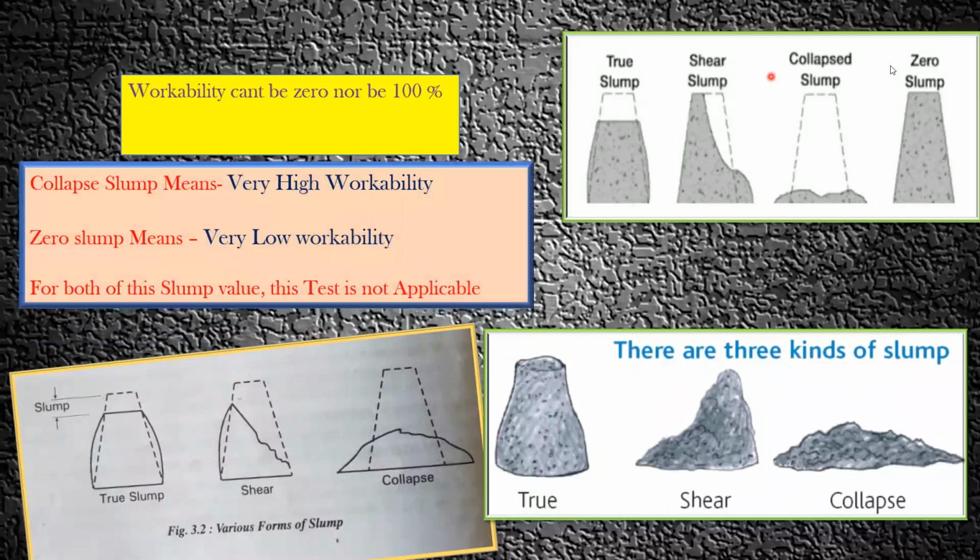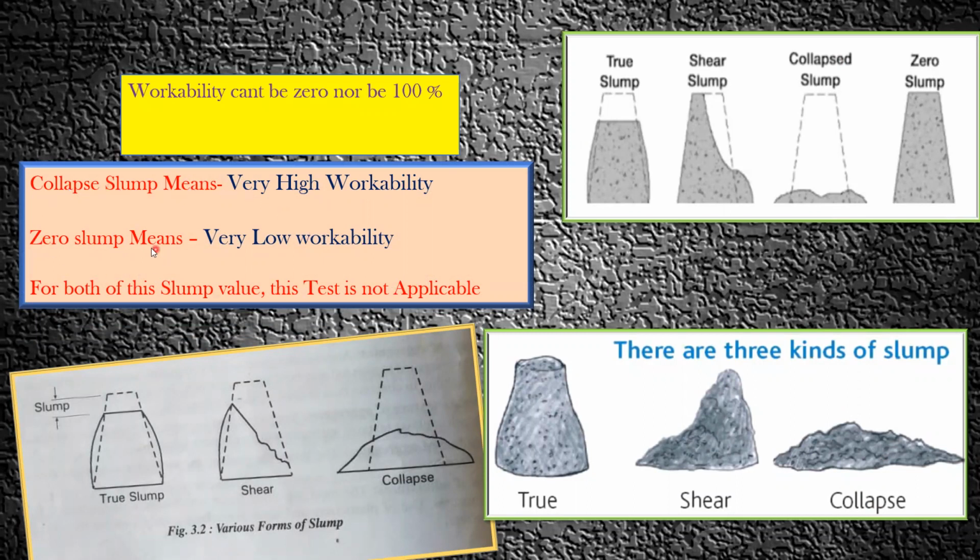So now we have to understand this in terms of workability. Here we have collapse slump, right? This is called collapse slump. So what do you mean by collapse slump? That means whenever we have very high workability, then what are we going to get? We are going to get collapse slump.